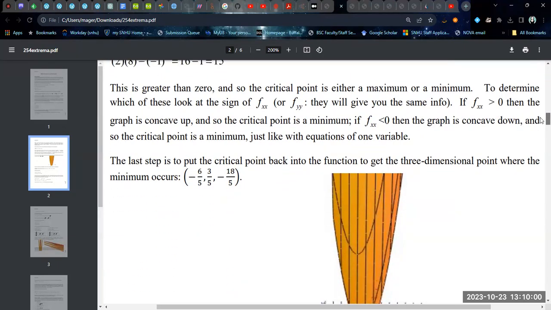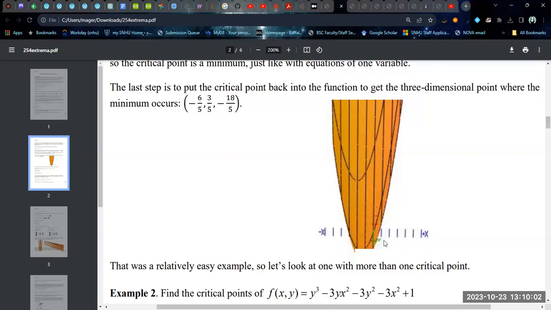And if we actually look at the graph in 3 dimensions, we see that indeed the graph does in fact have a minimum.